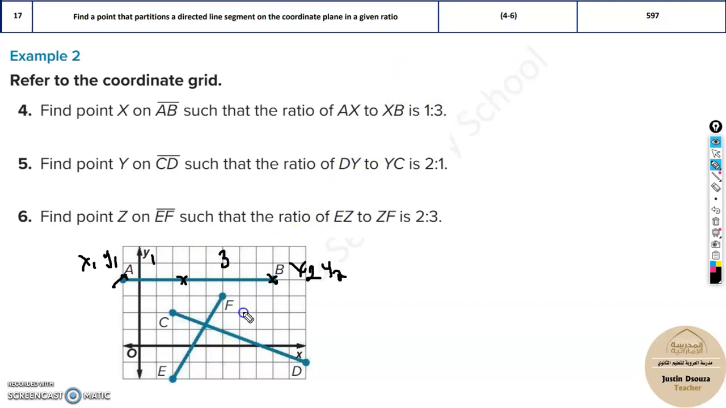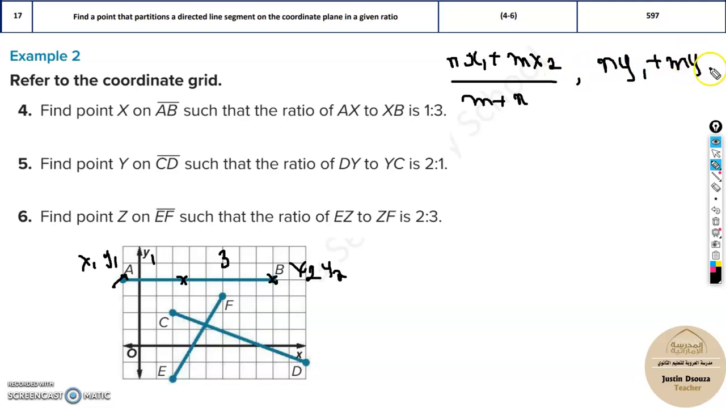Now, this is very straightforward. We have to just use a formula. I'll write the formula over here: n into x1 plus m into x2, divided by m plus n. For the y, it is the same thing: n into y1 plus m into y2, divided by m plus n. Now, what next? Look carefully over here.